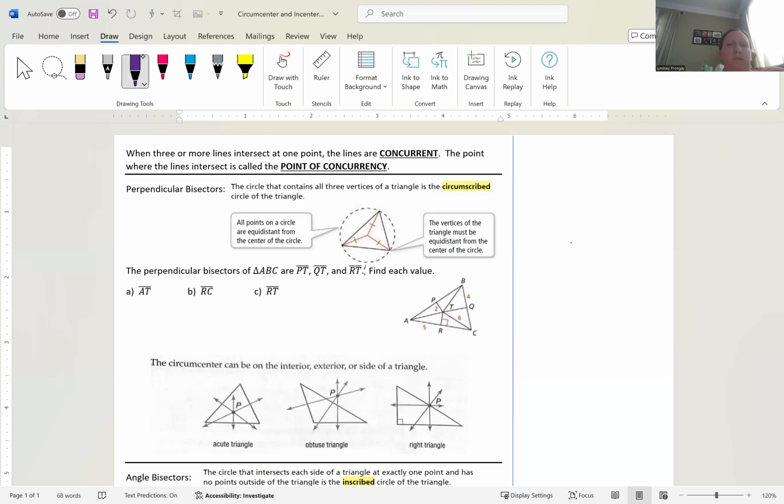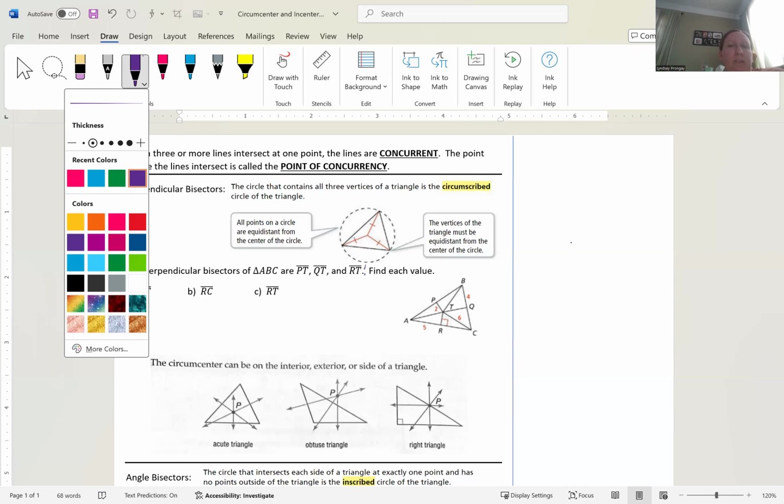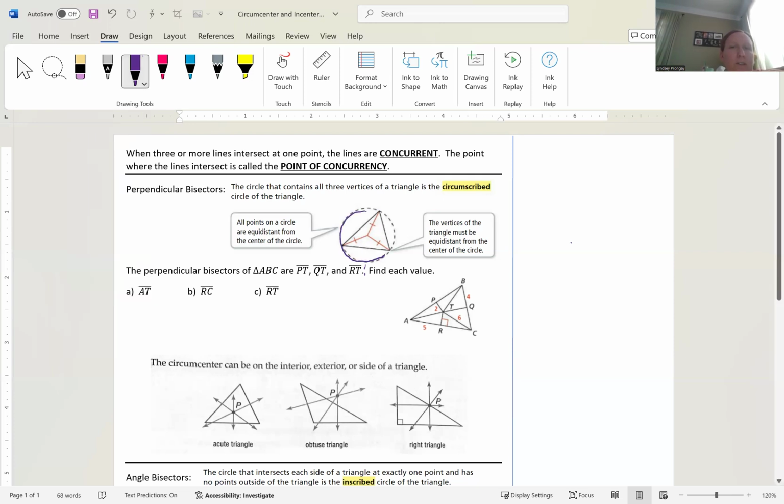So this circle here is going around, hits that corner, that corner, that corner. And what happens is this is a radius, and this is a radius, and this is a radius. All of the radii in a circle are going to be equal to each other. So that's why that happens. And that is also why we call this the circumcenter, because it is circumscribed around the entire triangle.